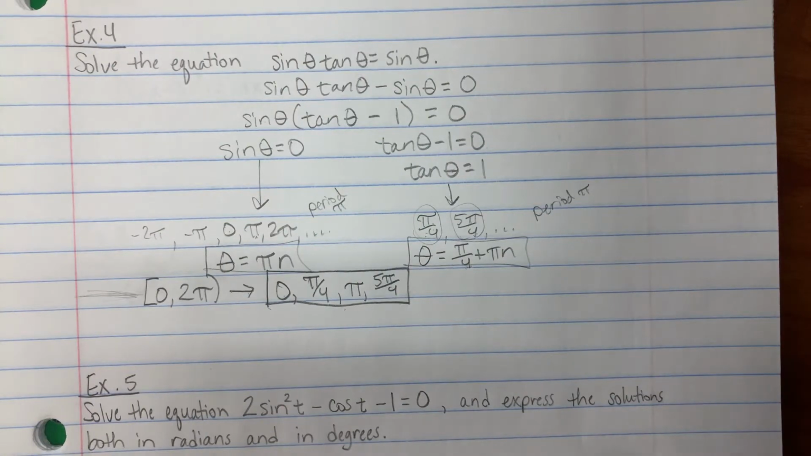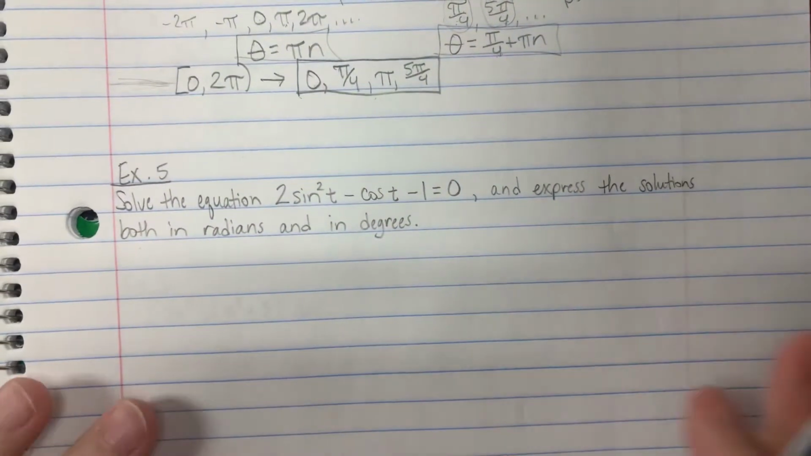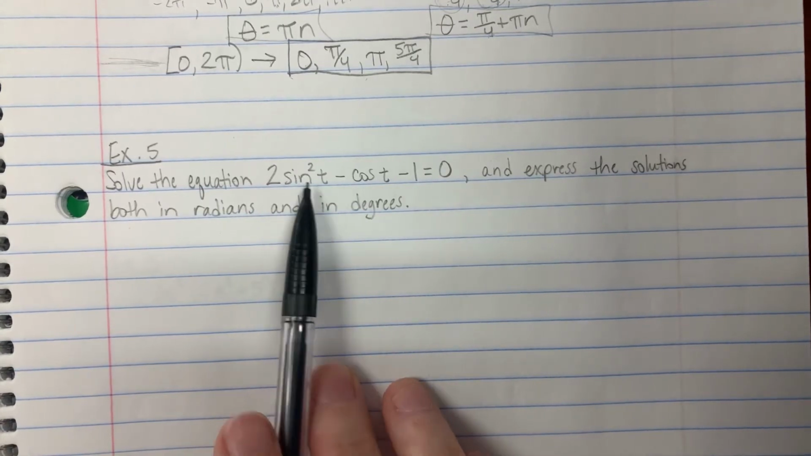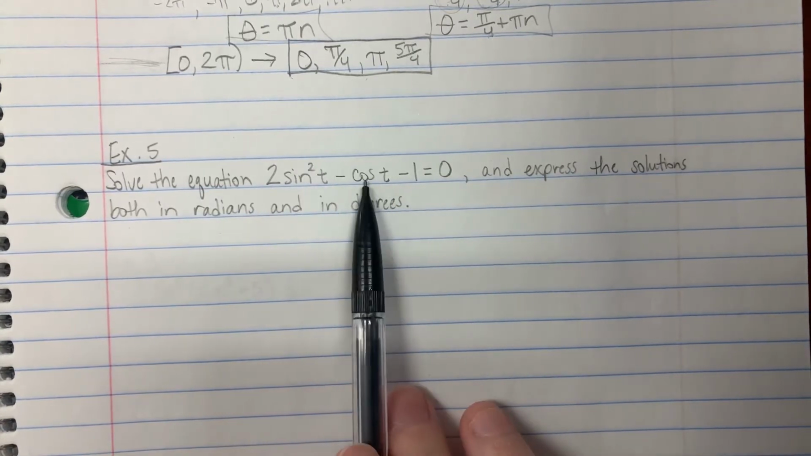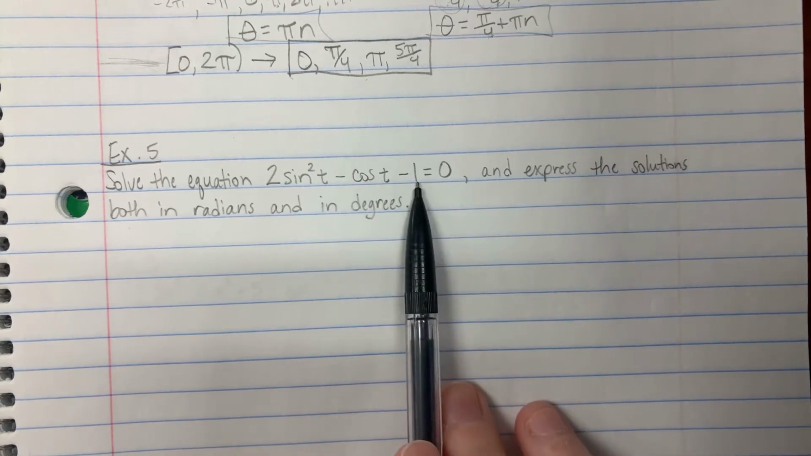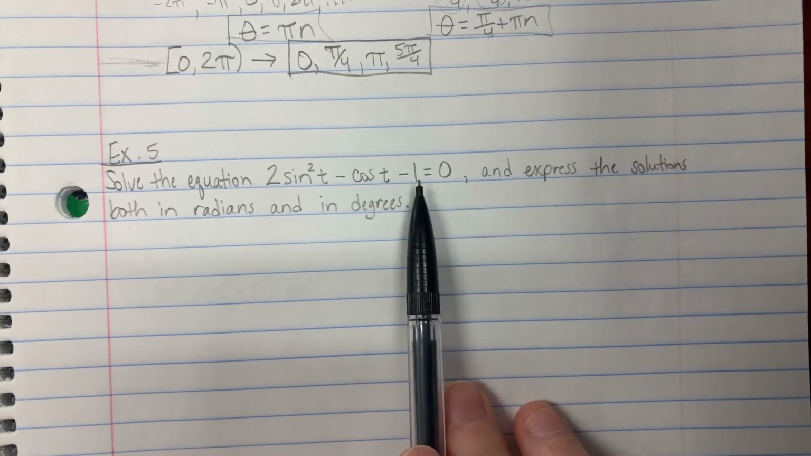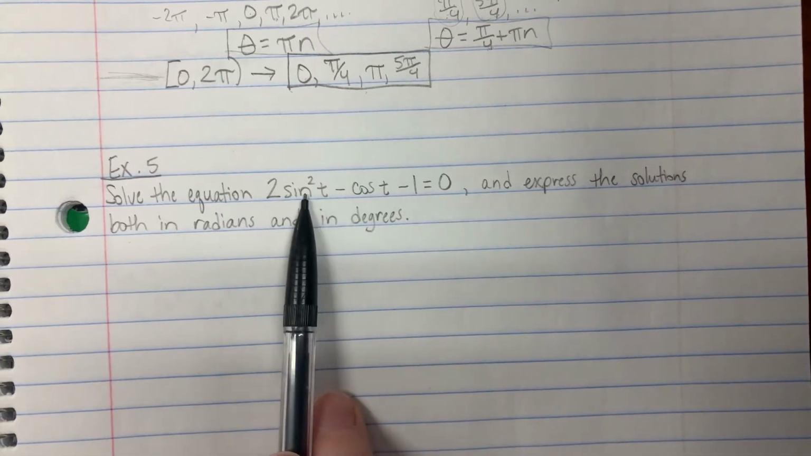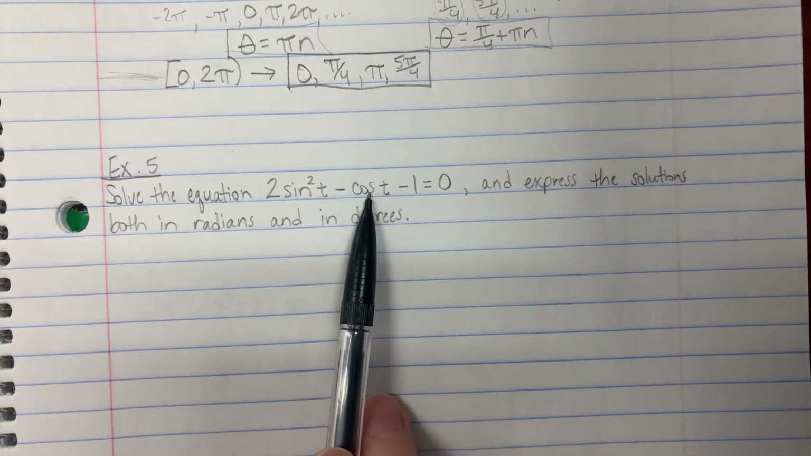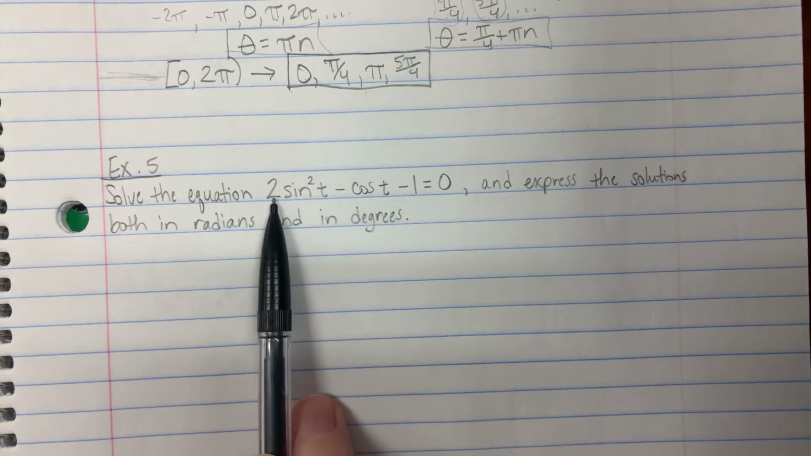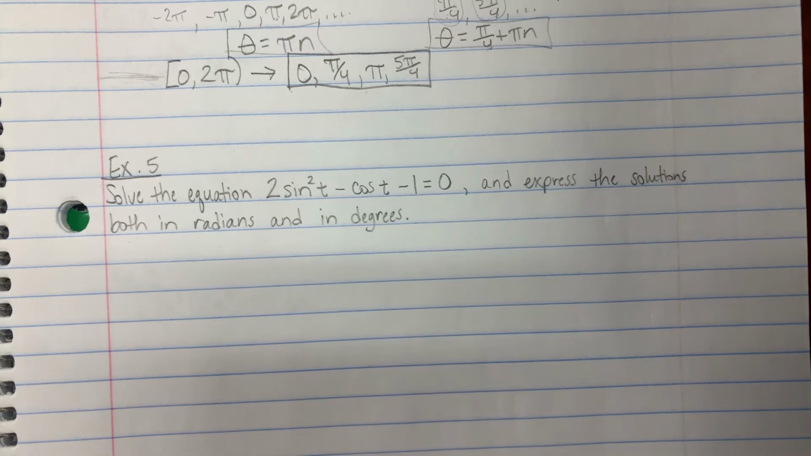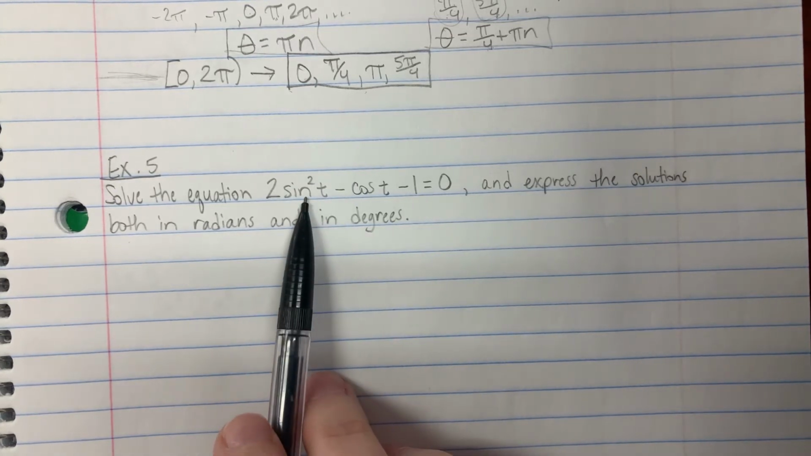Okay, example 5, this one's a little more complicated. It's set up kind of like a quadratic. I've got a sine squared, I've got a cosine, and I've got something with no trig function on it. This would look a lot like a quadratic equation if this were also cosine, or if this were also sine. If I could switch one of these, then I'd have the same trig function and then none here. That would look like a quadratic, and then I could factor it. So that's what I'm hoping to have here.